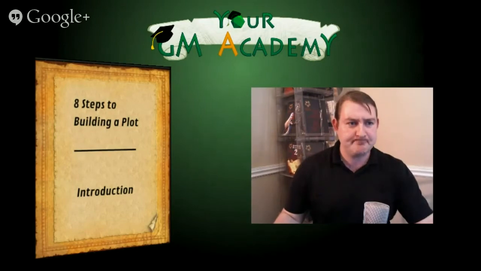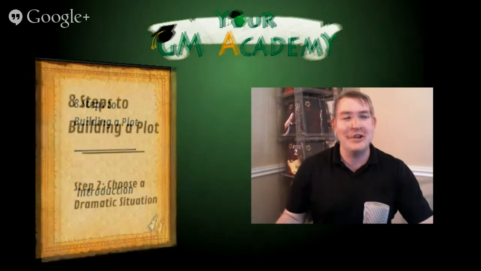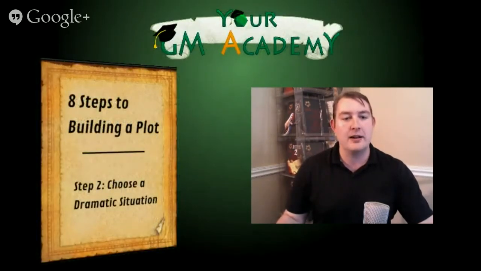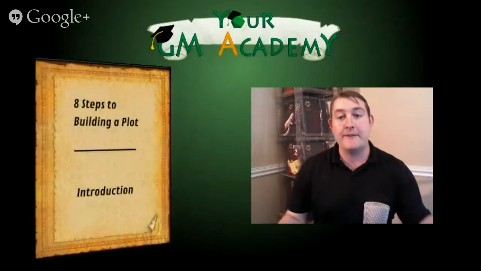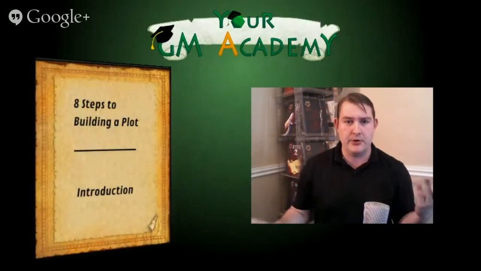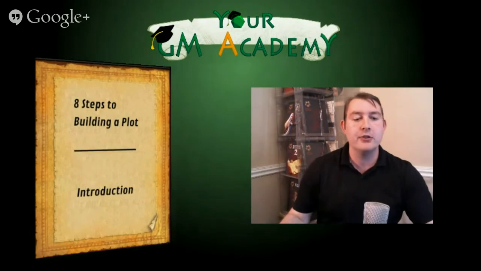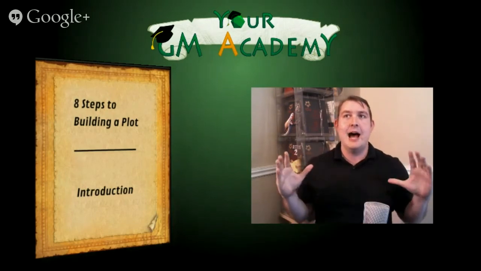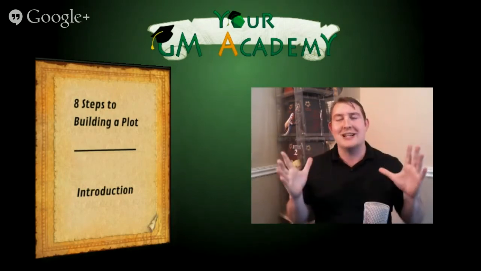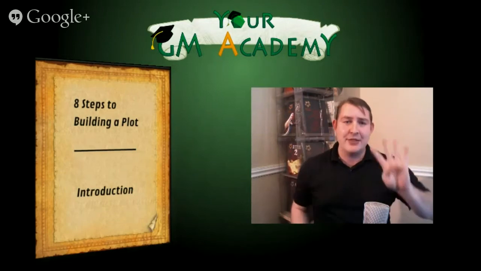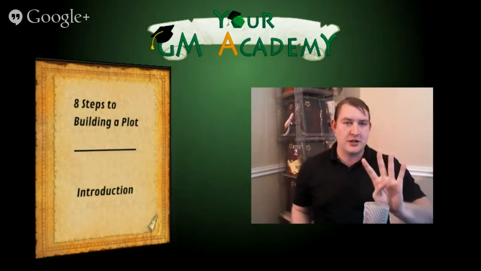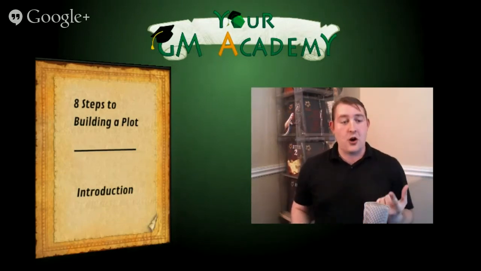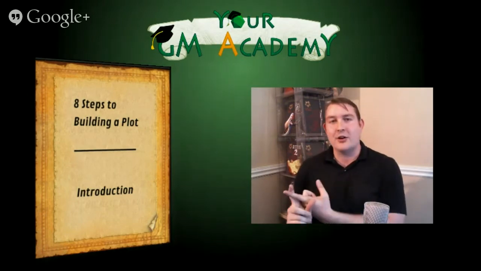So jumping into it here, we are going to talk about the first step in building a plot. And our first step is what we call choosing a metastructure. Now, choosing a metastructure is essentially the overarching concept of what your campaign is. And there are 4 metastructures. Our 4 metastructures are a dungeon crawler, what I call D&D hard mode.